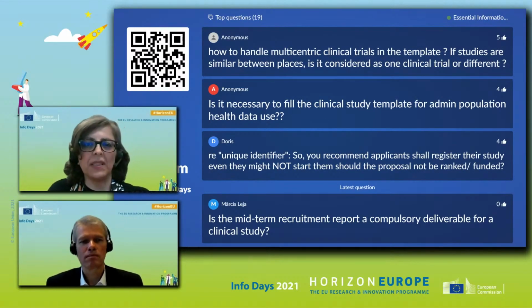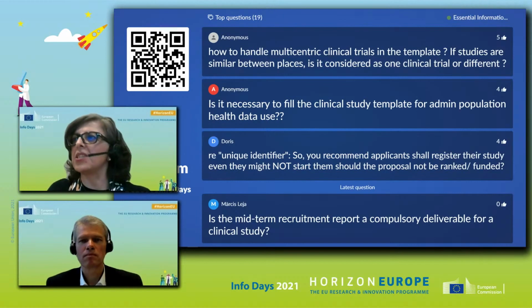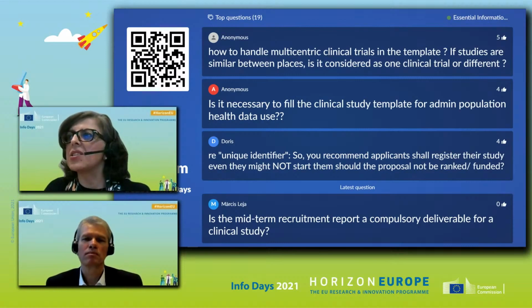Thank you, Laszlo. Again, one that has quite a bit of likes, and I think the audience is interested in it, and it's how to handle multicentric clinical trials in the template. If studies are similar between places, is it considered as one clinical trial or different?